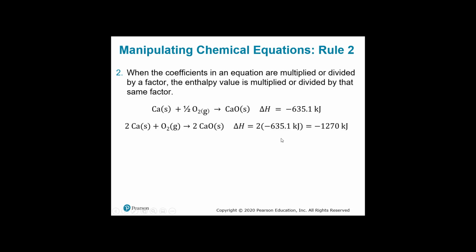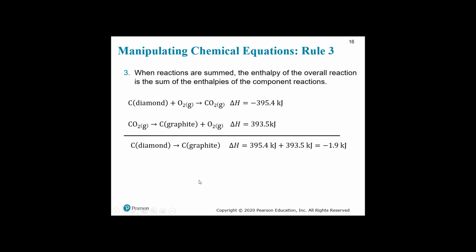Next one, when coefficients in the equation are multiplied or divided by a factor, that means the enthalpy value is also multiplied or divided by the exact same factor. So here we have calcium, we have oxygen, but we have a coefficient of half. And then we have calcium oxide, and it's giving a value of negative 635.1, but here we have everything doubled. So there's a 2, you can see that this is now a whole. That means you also have to double the value. So whatever factor you use, you have to use it straight across on everything.